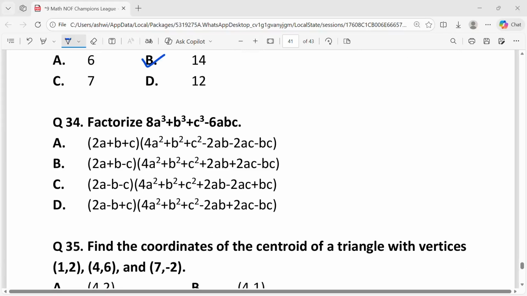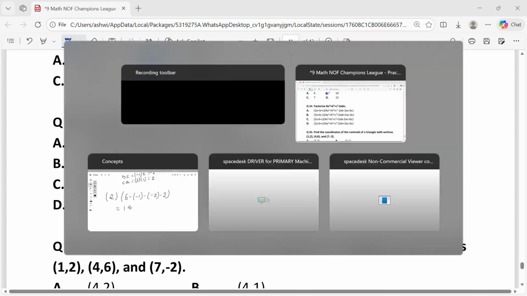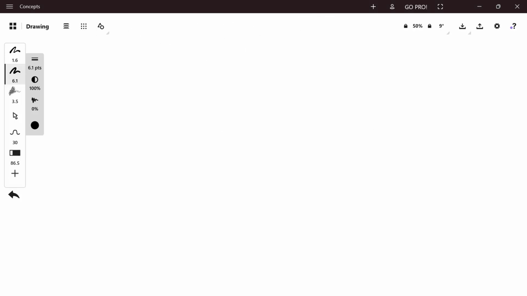Question 34. Factorize 8a cube plus b cube plus c cube minus 6abc. The expression resembles the algebraic identity a cube plus b cube plus c cube minus 3abc equal to a plus b plus c into a square plus b square plus c square minus ab minus bc minus ca.